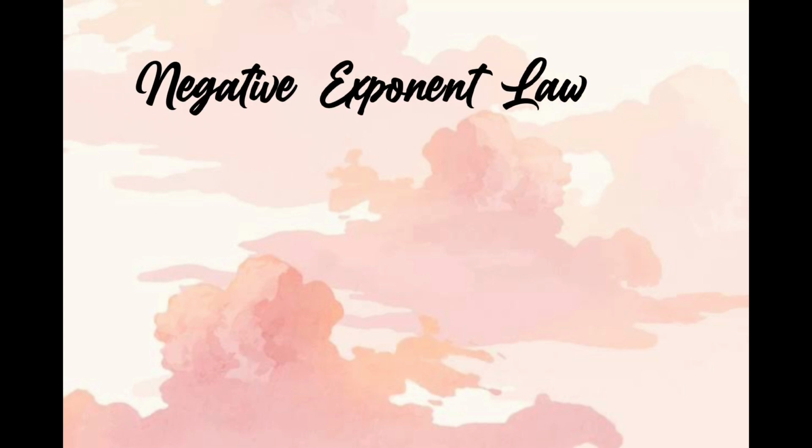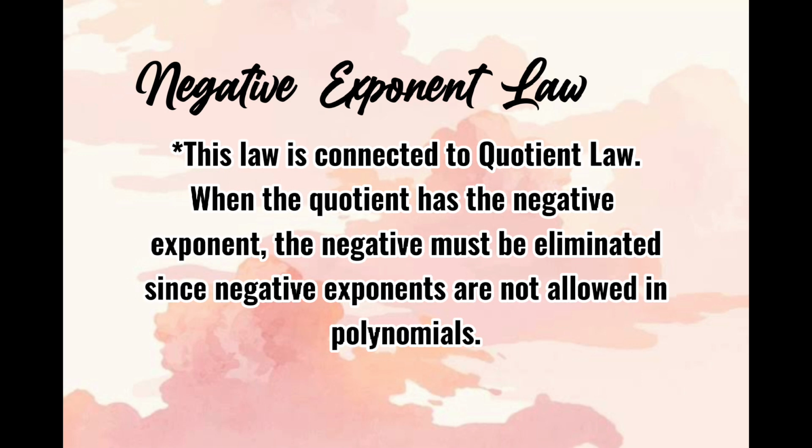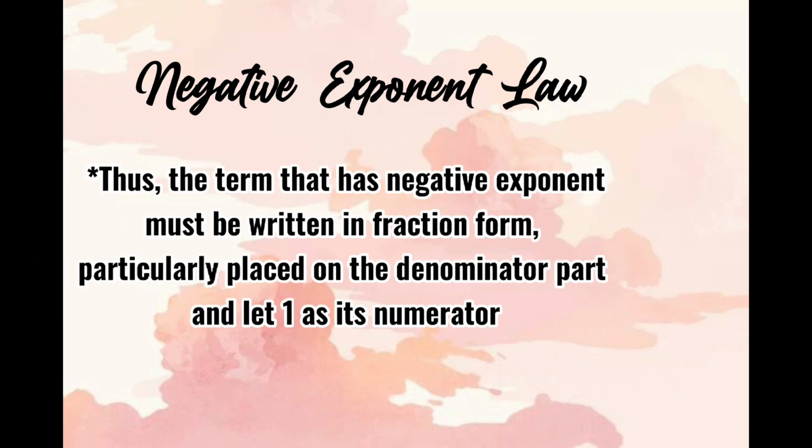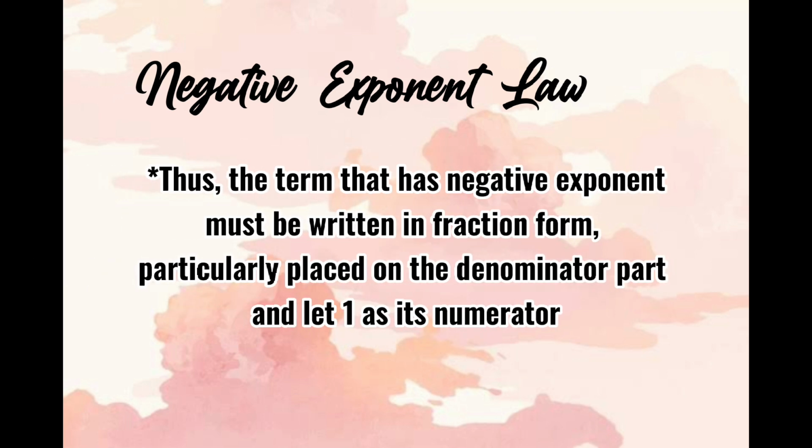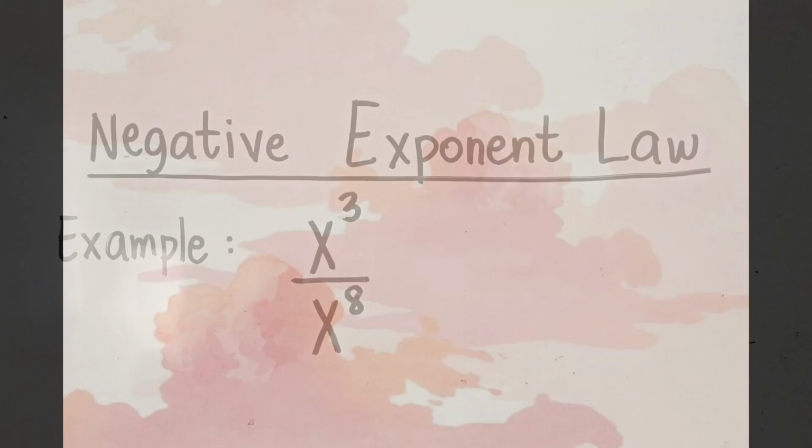Next we have is the negative exponent law. This law is connected to quotient law. When the quotient has the negative exponent, the negative must be eliminated since negative exponents are not allowed in polynomials. Thus, the term that has negative exponent must be written in fraction form, particularly placed on the denominator part and let 1 as its numerator. So let's have some examples.